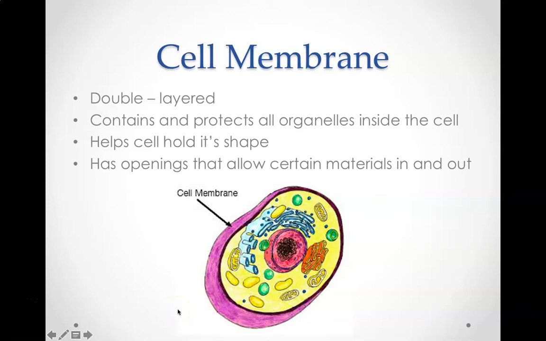You can't really see on this picture, but it has certain openings all around it that allow certain materials in and out. If we think about things that we might want to let in, we want to let in oxygen, we want to let in nutrients from our food, we want to let in water, and things we might want to get rid of could include carbon dioxide or different waste products. So the cell membrane is super important.